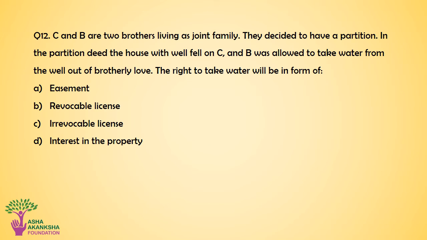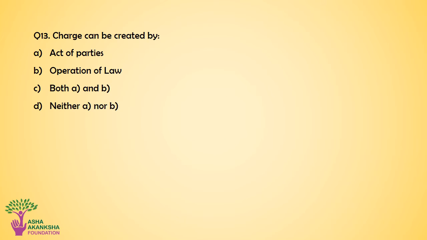Question number 12. B and C are two brothers living as joint family. They decided to have a partition. In the partition deed, the house with well fell on C, and B was allowed to take water from the well out of brotherly love. The right to take water will be in the form of option A. Easement, option B. Revocable license, option C. Irrevocable license, or option D. Interest in the property. The correct answer for this question is option C. Irrevocable license.